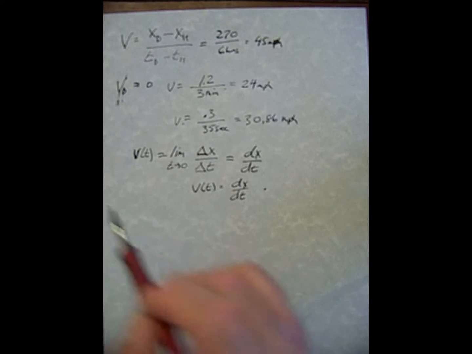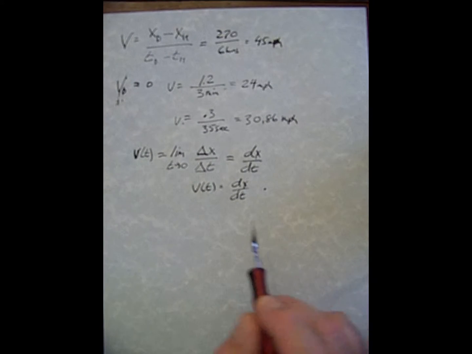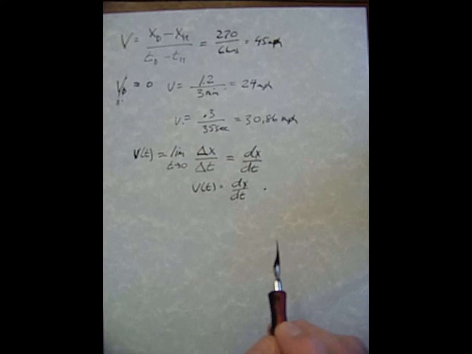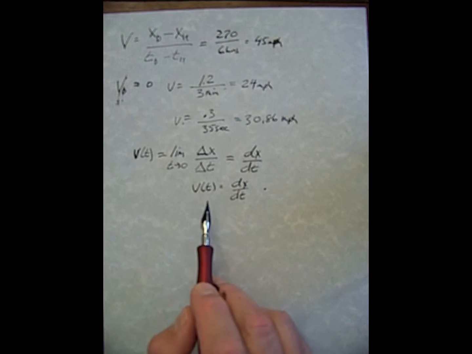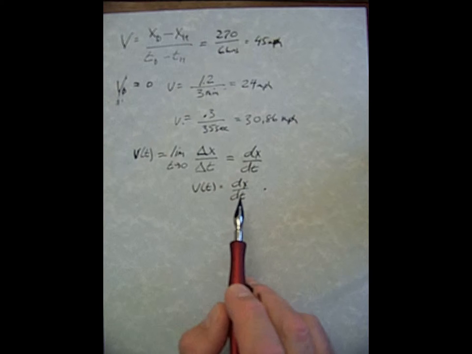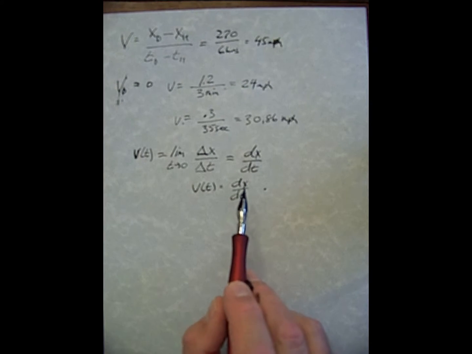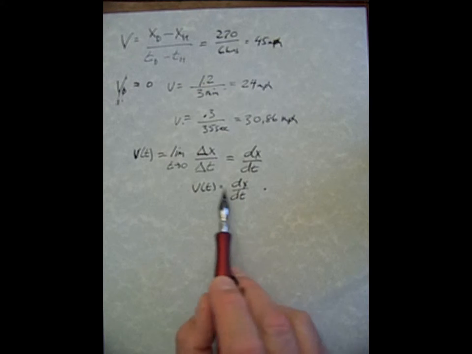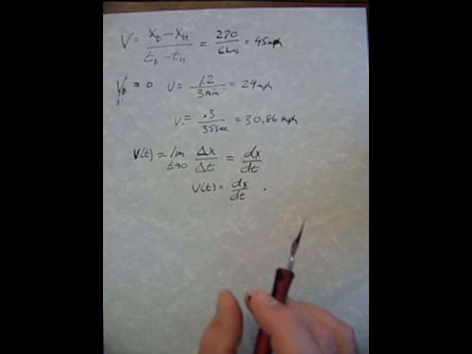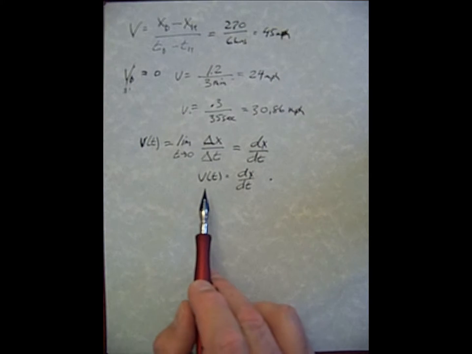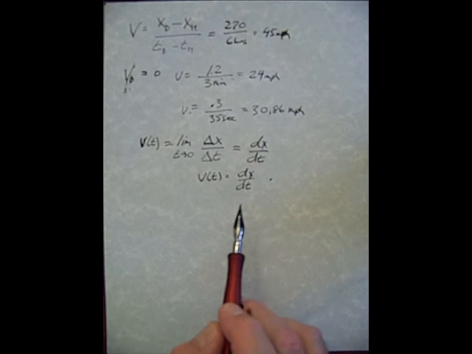If you haven't been exposed to this before, don't worry about it. It's just a definition. So velocity, instantaneous velocity, equals dx/dt: delta distance divided by delta time as the delta gets very, very small. Actually, as it goes to 0. Like we were saying, velocity is variable. It changes with time.